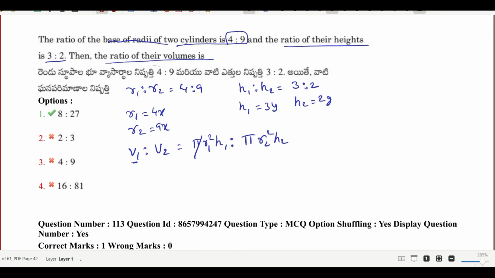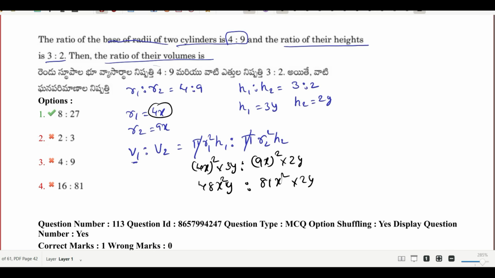So here pi gets cancelled, both are equal quantities. As we know, R1 we assumed as 4x. So (4x) the whole square into h1 as 3y is to R2, which we assumed as 9x, so (9x) the whole square into 2y. This is 16, 4 square is 16, 16 times 3 is 48, so 48 x square y is to 81 x square into 2y. Here x square y gets cancelled.